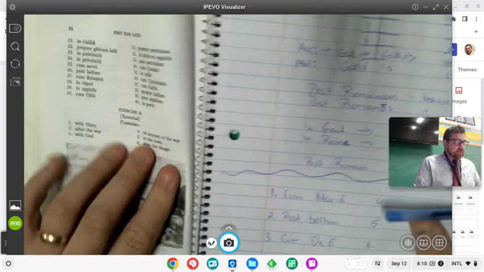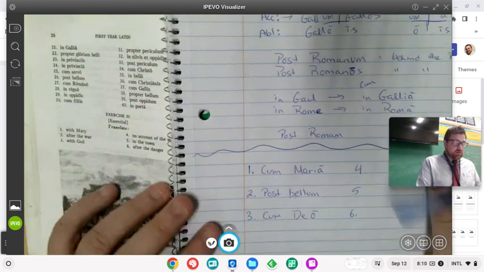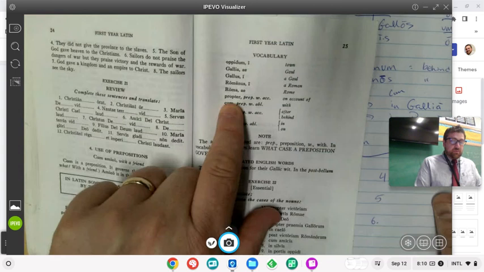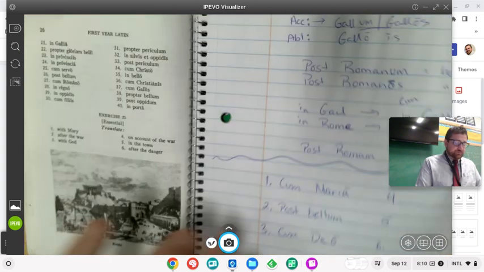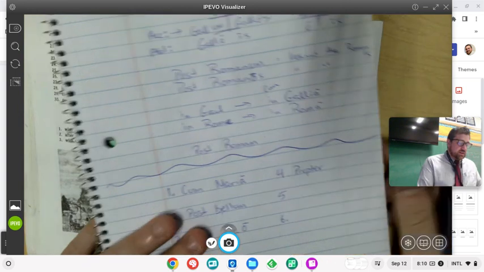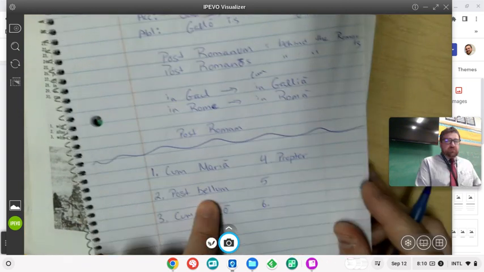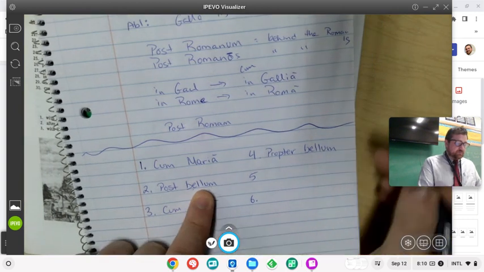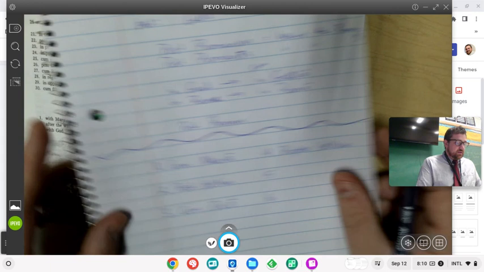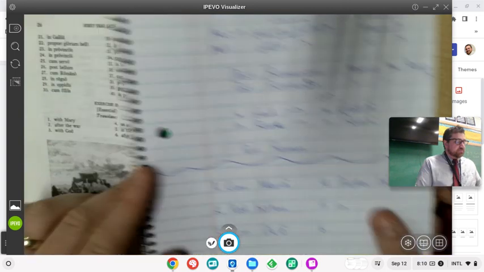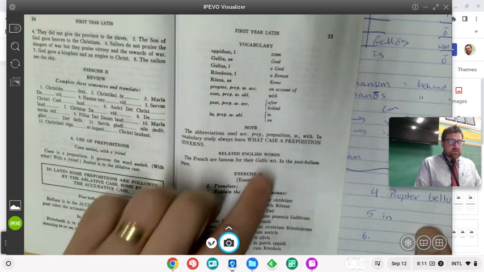Okay, the next one, on account of the war. So on account of is that word propter, and propter takes the accusative. So here's bell again, propter bell, and that was the accusative as well. So propter bellum. Number 5 says in the town. So I know in is just in Latin. What was town again? Oppidum. So I'm going to write my stem in oppid.